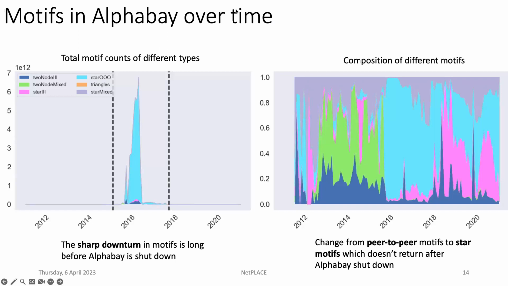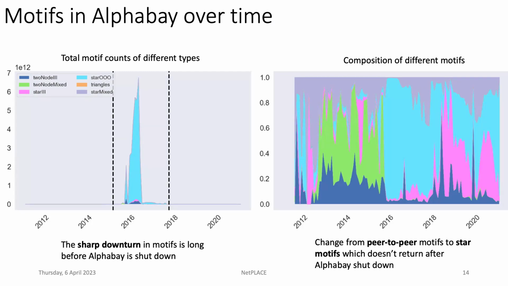Something quite interesting, I'll answer that question in a second. We had another plot, which maybe I should have put on, showing the number of transactions over time, because we were interested in whether it's just reflective of there being a lot of transactions in the network, so a lot of motifs. But the transactions were on a different scale, and they remained high right until Alphabay was shut down. So it seems to be capturing something more complex than just the numbers.